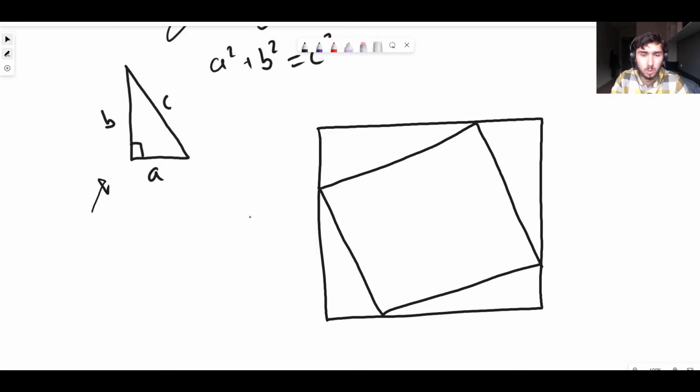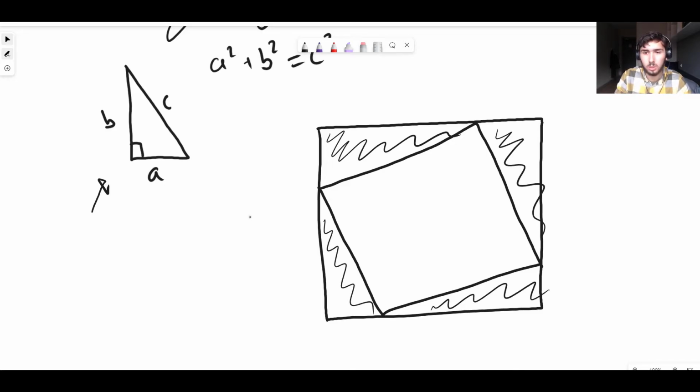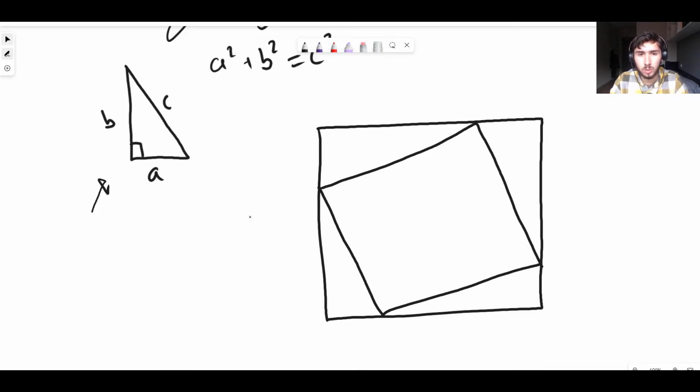I want to label some shapes in here and some lengths. So do you see how there's a triangle here? There's a triangle here. There's a triangle here, and there's a triangle here. You see that? Those triangles, of course, they must all be right angle triangles because they're inside a square. So these sides must be 90 degrees.